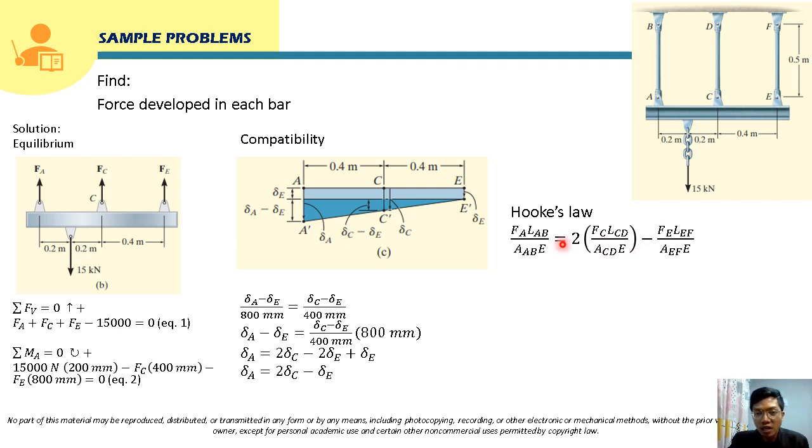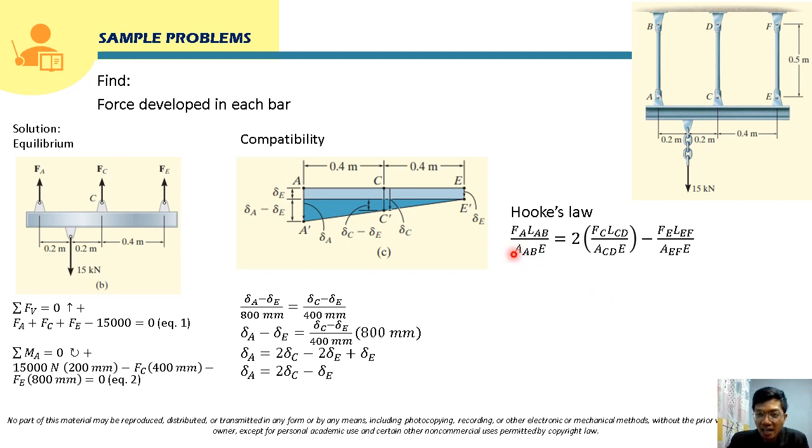Here, length AB is 0.5 meter. LCD is actually 0.5 meter also. Same with FE. We can actually just cancel this length, since both sides have the same length. We can also substitute those values here, and it will just be canceled, as you will see in the simplification of the equation.